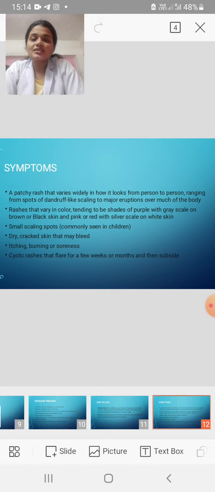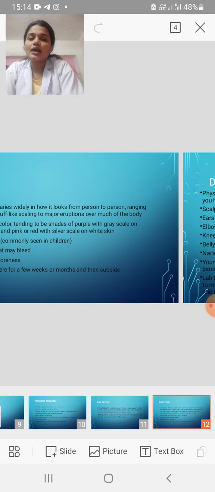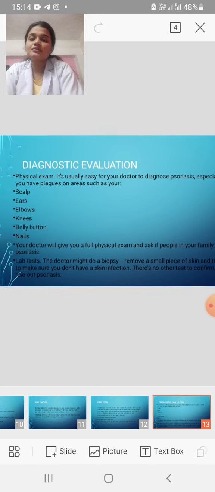Dry skin. The symptoms are dry, cracked skin, itching, burning, soreness, cyclic rashes, and patchy rashes. How it looks varies widely from person to person. Rashes are berry colored, tending toward white shades. Now, the diagnostic evaluations of psoriasis.